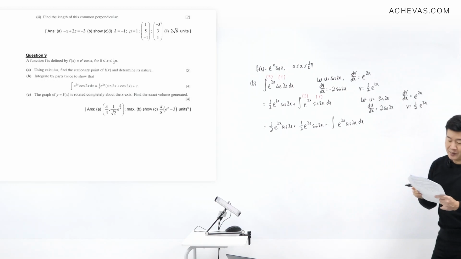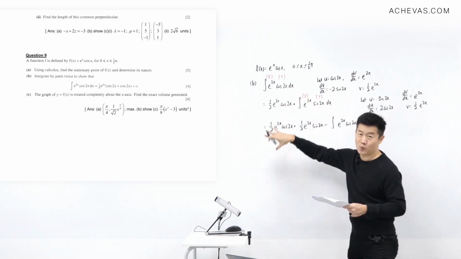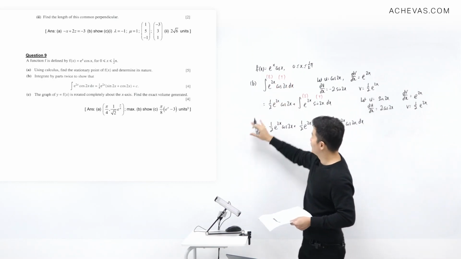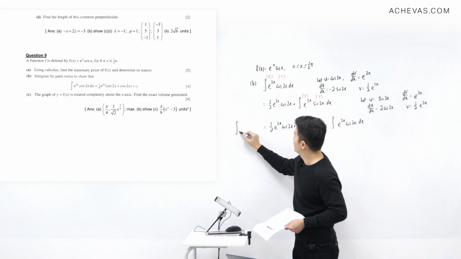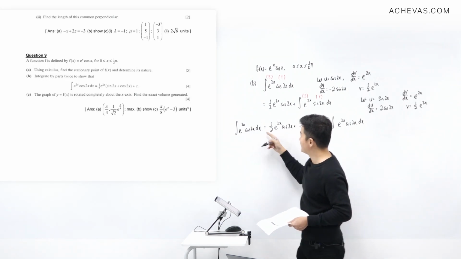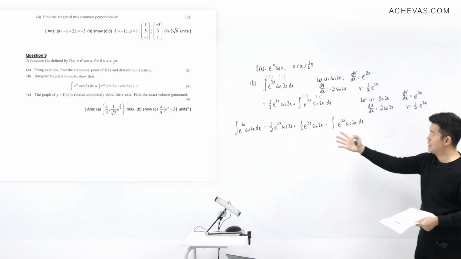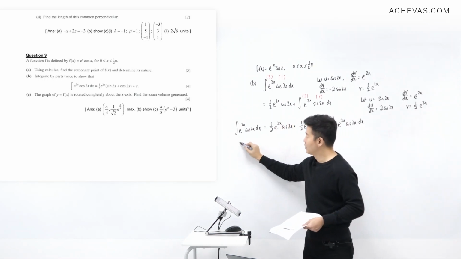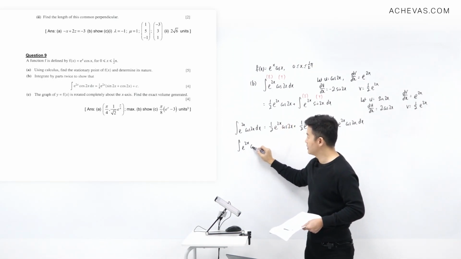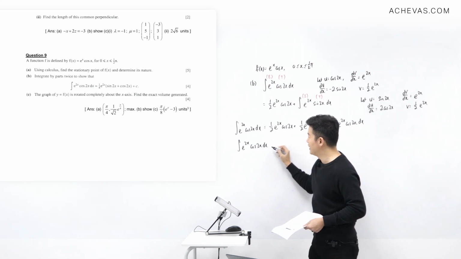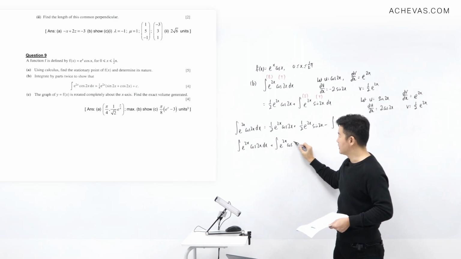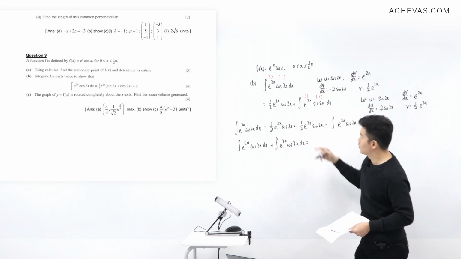We will have this. Let me rewrite this together with this in one row again, or maybe let me just be a bit lazy and write this down here. So if I were to write this down here, we will have an integration of e to the power of 2x cosine 2x dx is equal to this. And we are seeing the integral repeating. So I'm going to move this over to the left-hand side. So we have an integration of e to the power of 2x cosine 2x dx, with this being moved over plus another e to the power of 2x cosine 2x dx. This is going to be equal to this.